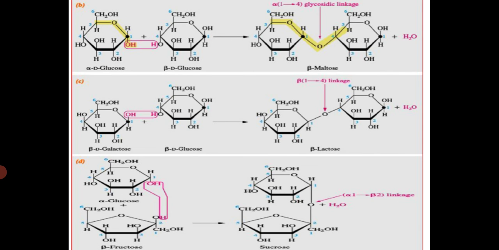Sucrose is also a disaccharide. It is made up of alpha glucose and beta fructose. The linkage is an alpha 1, beta 2 linkage.